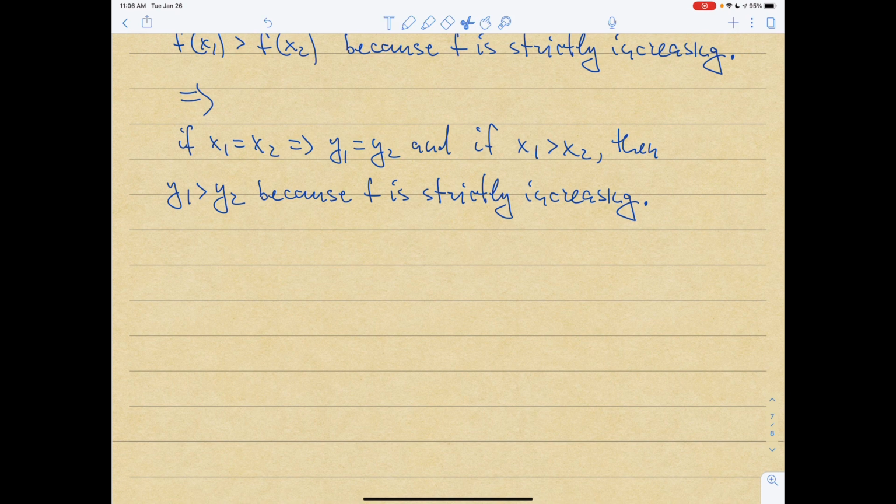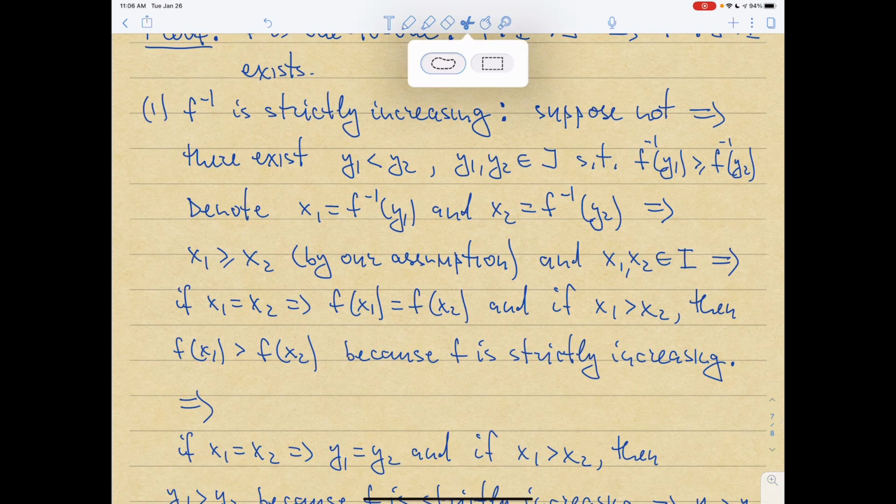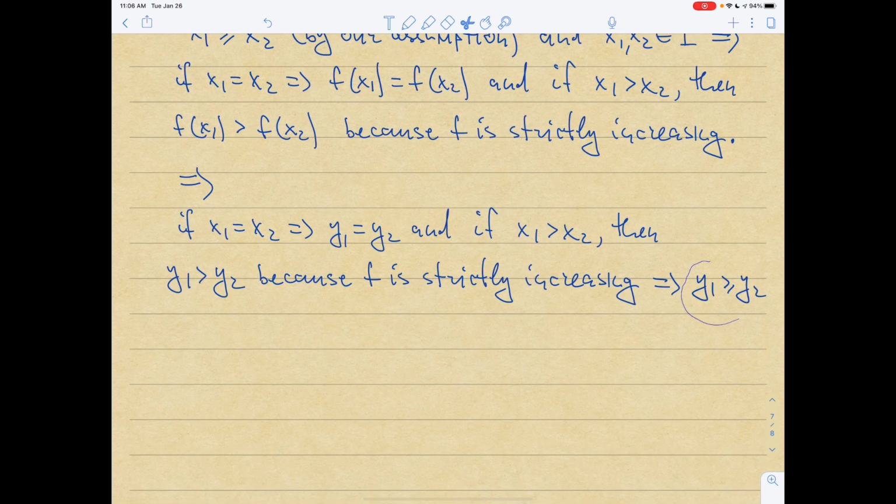Okay, so then the conclusion from this is that therefore y1 is either equal to y2 or greater than y2. Right? But if we go back to the original choice of y1 and y2, the way we chose them, we said that there should exist y1 less than y2 where something happens. So if y1 is less than y2, they cannot be greater or equal than each other, right? Because they're less. And so this is a contradiction.